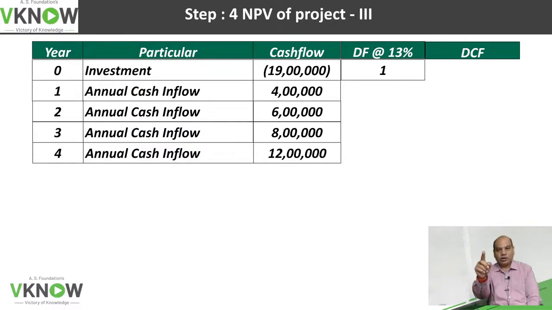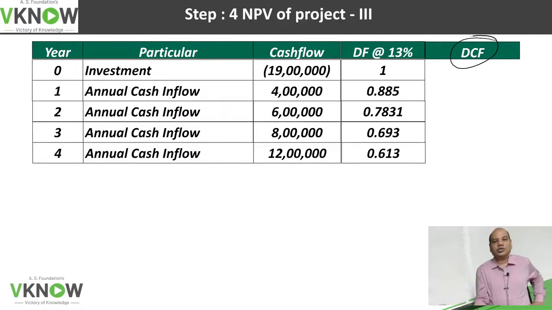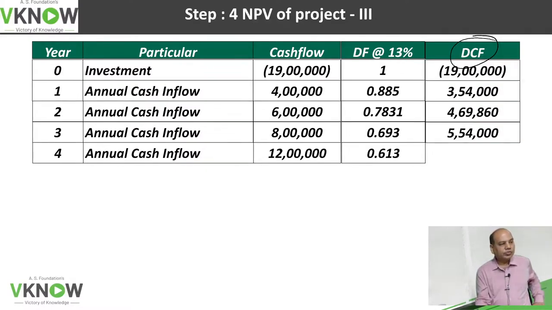Year 1 divided by 1.13, 0.885. Press equal to. Write the factors. You can do it directly in the last column also. Okay, no problem. Answer must be correct. Come on, student. Check the answer now.